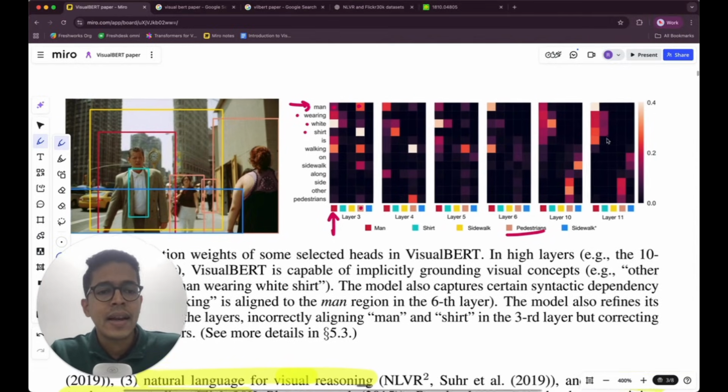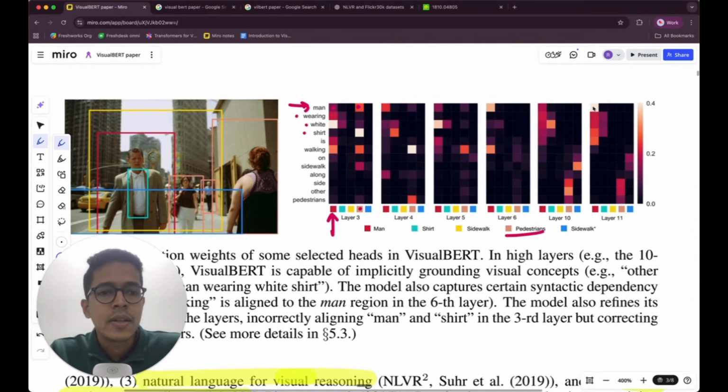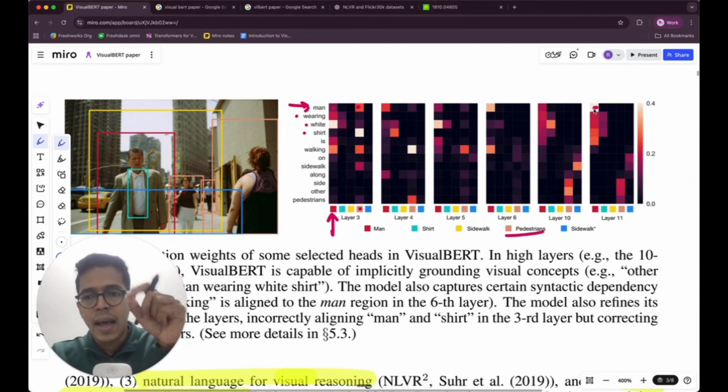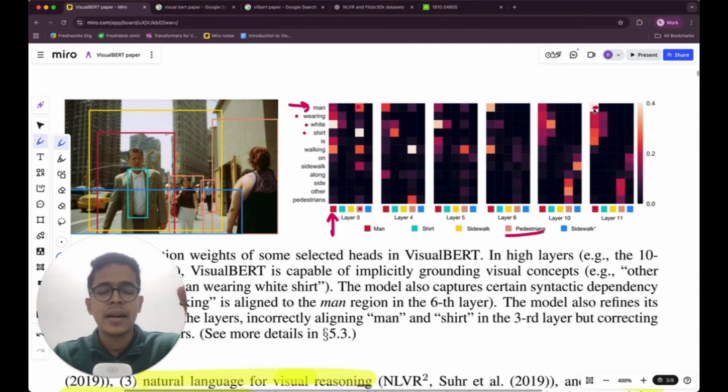Look at that in layer 11. Where is the highest correlation? The first row is man, and the first column is this red color box, which is the bounding box with the label man. You can see that this cell has the highest value, which means the word man in the caption and the bounding rectangle in red are highest correlated, and they should be highly correlated because they are mentioning the same thing. So this is how language and vision grounding happens in the VisualBERT model.